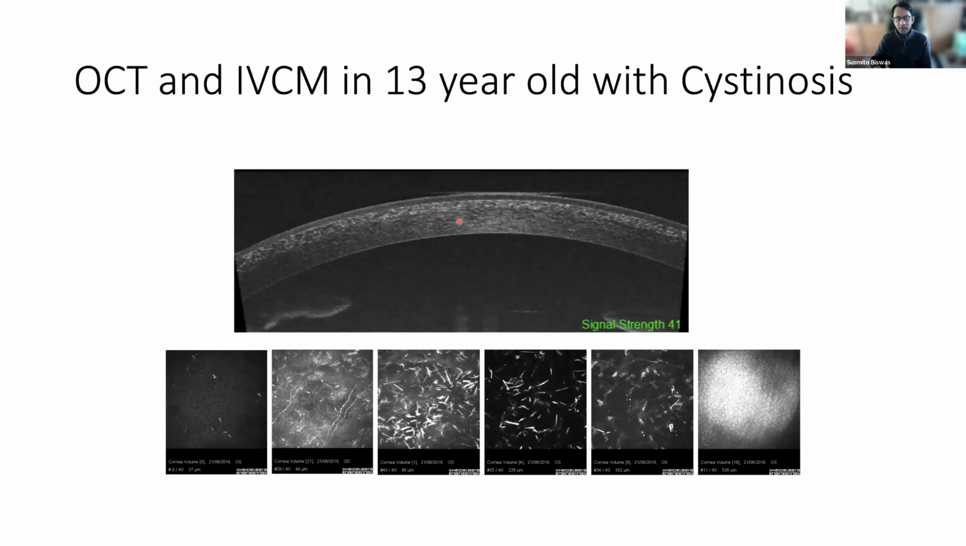So putting that together, the confocal microscope images here and the OCT, optical coherence tomography images here, you can see this is a 13-year-old with cystinosis. There's crystals probably in the anterior third, and you can also confirm that with the confocal microscope. The anterior 2/5 have got crystals. The posterior layers here are without or with minimal crystals.